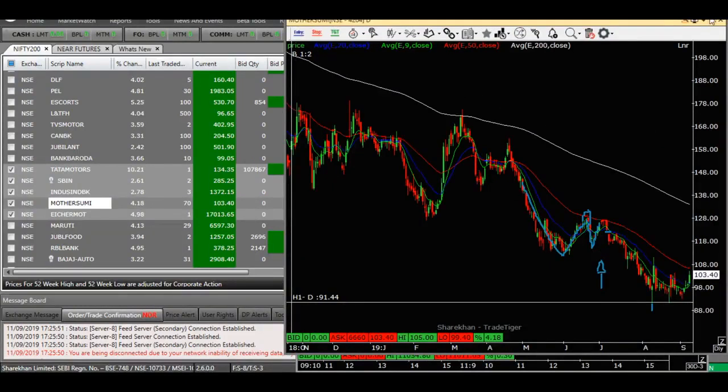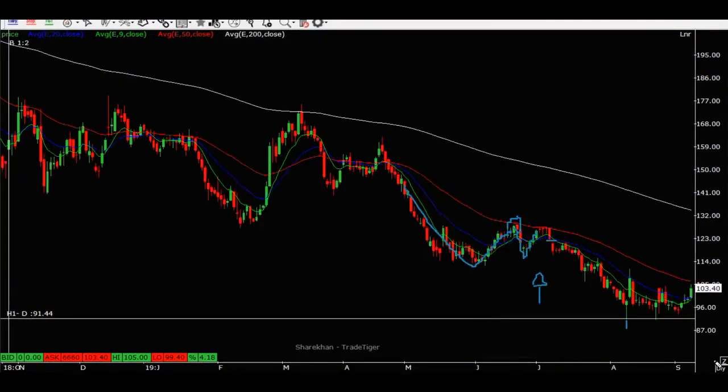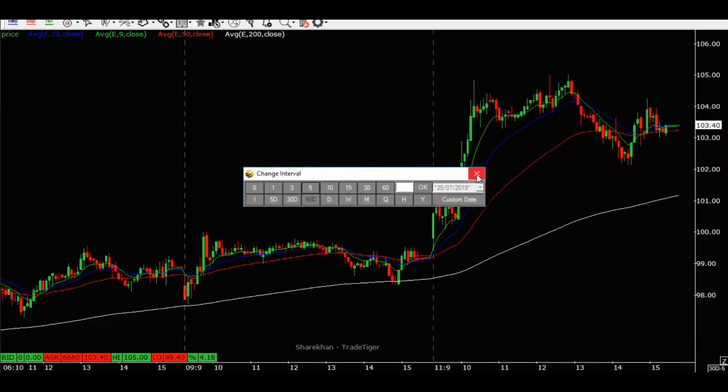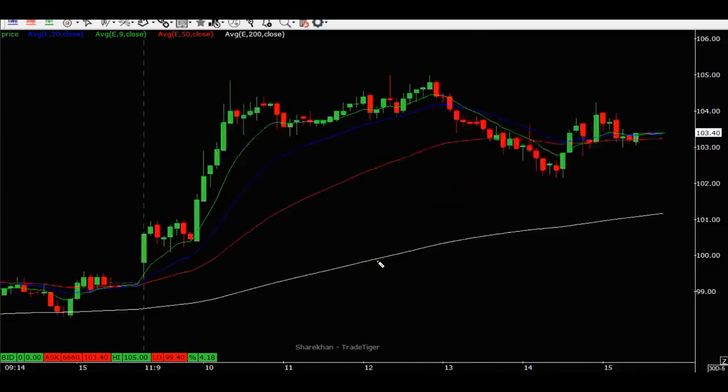So this works beautifully, guys. Now let's go to the intraday time frame. Let's go to the 5 minute and see how we can use this on the 5 minute time frame.